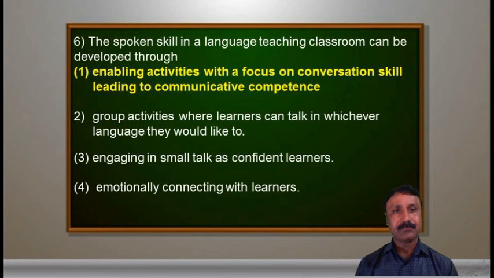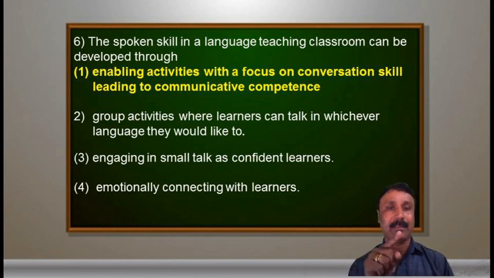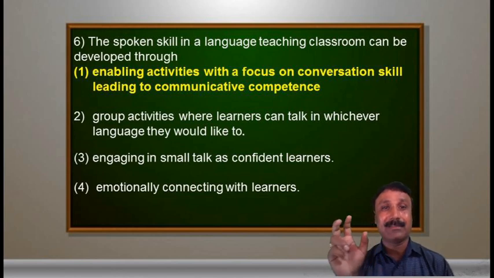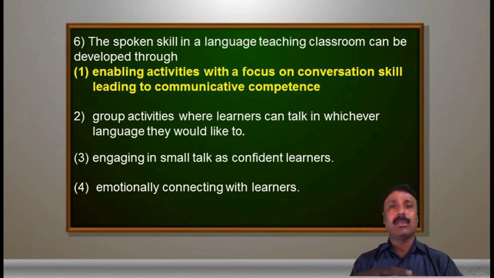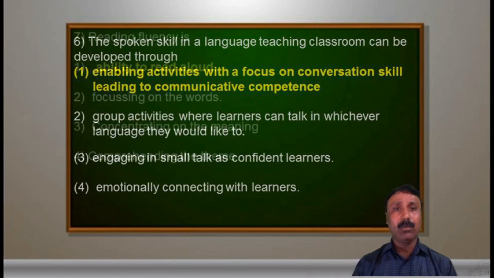Let's move on to question number 6. The spoken skill in a language teaching classroom can be developed through: enabling activities with a focus on conversation skill leading to communicative competence; group activities where learners can talk in whichever language they would like to; engaging in small tasks as confident learners; emotionally connecting with learners. Here the right option is the first one, enabling activities with focus on conversation skill leading to communicative competence. When you give them the activities, they will focus on conversation skill, which leads to communicative competence. Then automatically the learner will acquire the speaking skill; the spoken skill is indirectly developed.